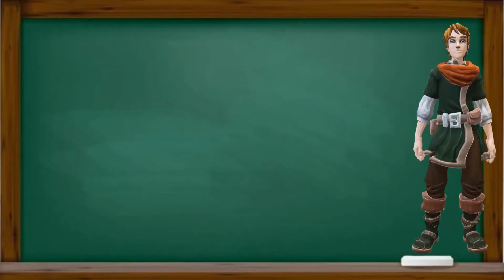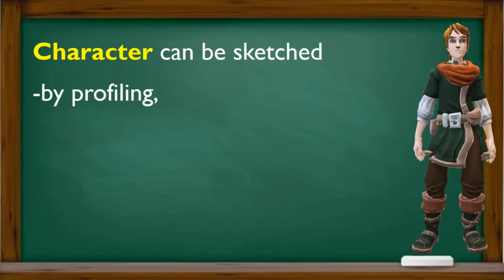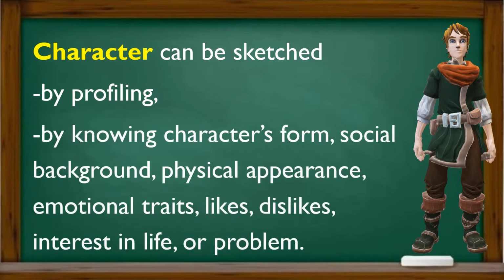How can the character be sketched? 1. By profiling. 2. By knowing the character's form, social background, physical appearance, emotional traits, likes, dislikes, interest in life, or problem.